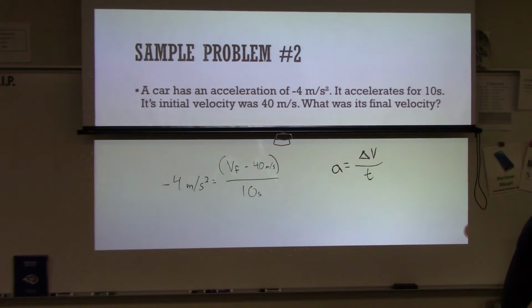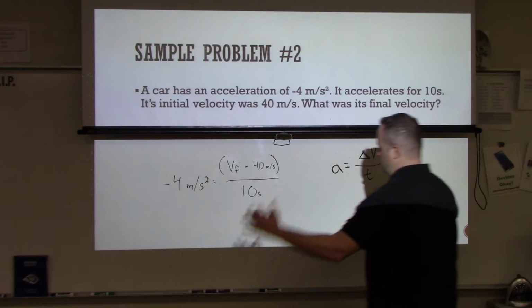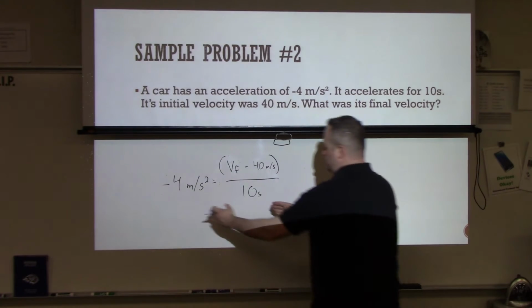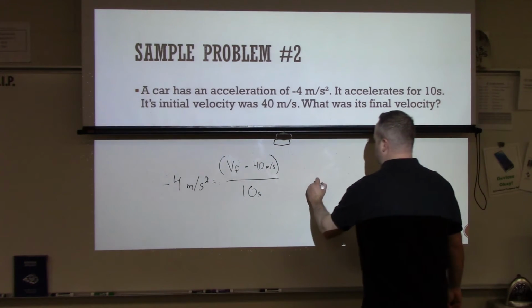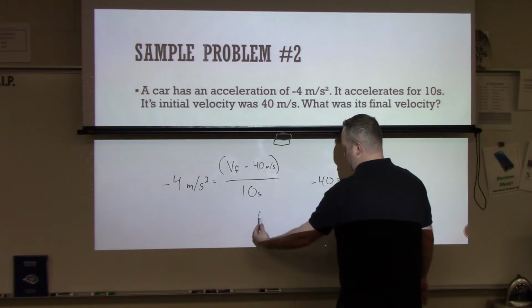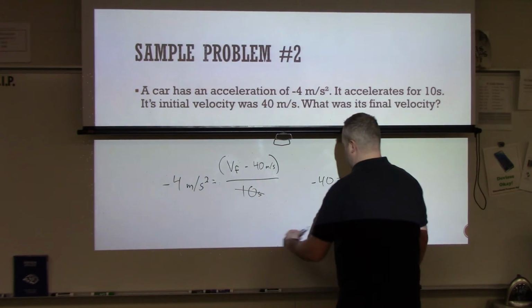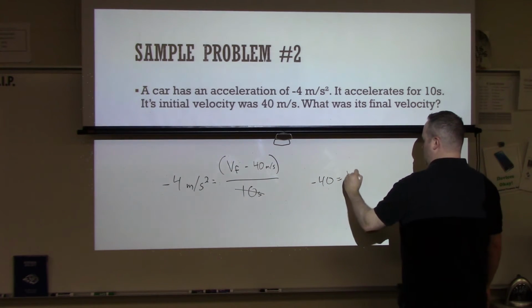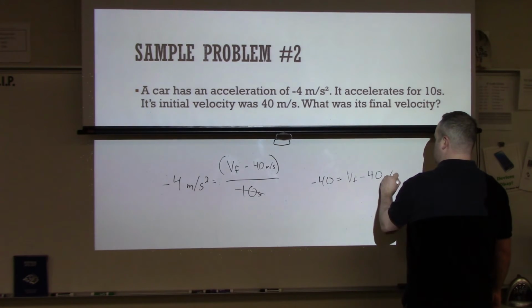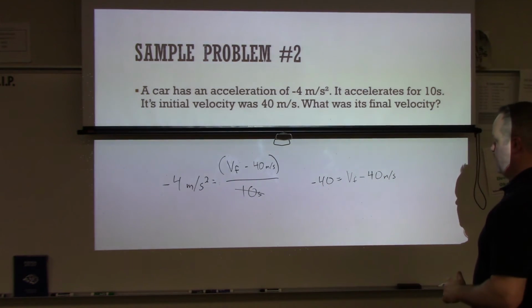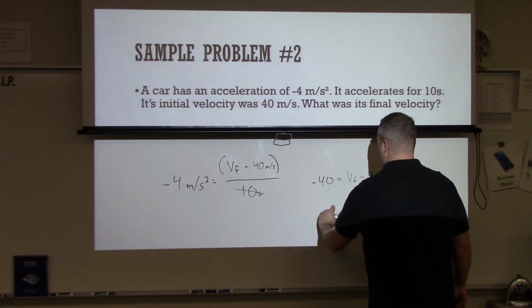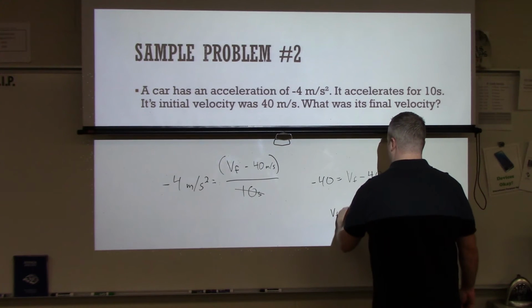So the way we're going to solve this is we're going to try to simplify everything that we have in our formula here. I'm going to multiply both sides of the equation by 10 seconds, and when I do, I get negative 40. So basically, if you divide by 10 and multiply by 10, that just cancels out. So I get negative 40 equals velocity final minus 40 meters per second. If I add 40 to both sides, what I'm going to get is that the velocity final equals 0.